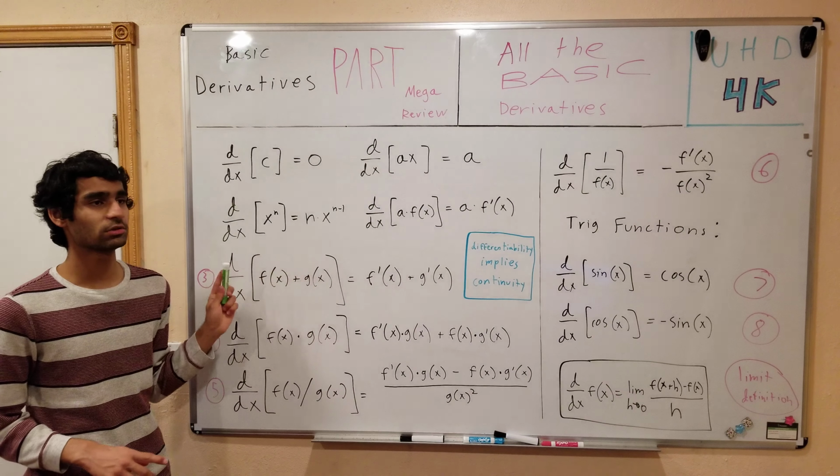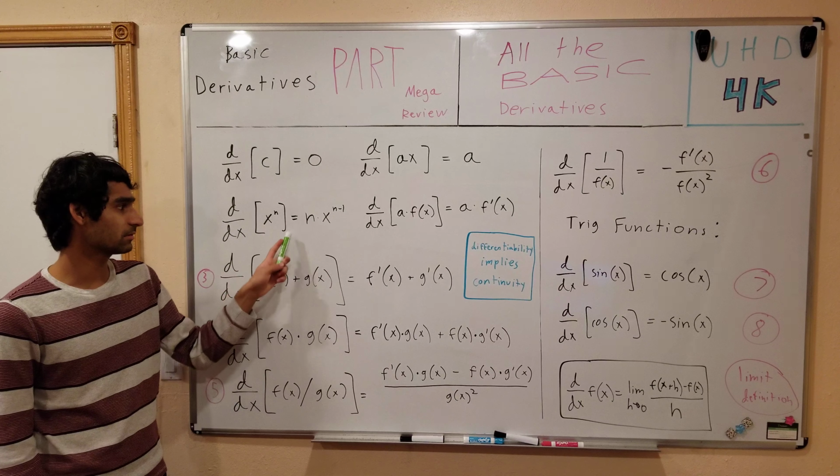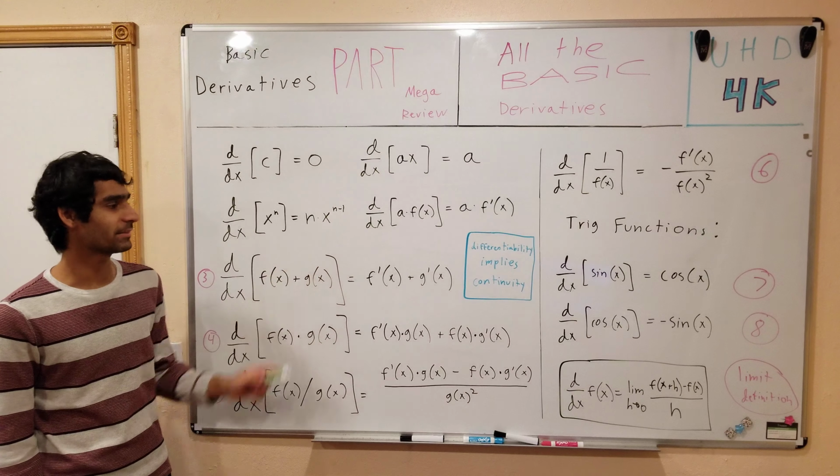Next up is the power rule. The derivative with respect to x of x to the power of some real number n is equal to n times x to the power of n minus 1.